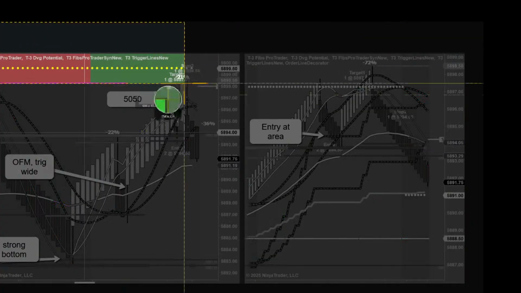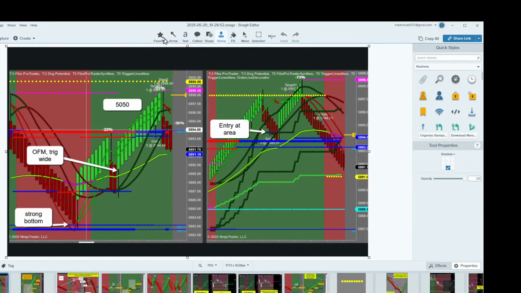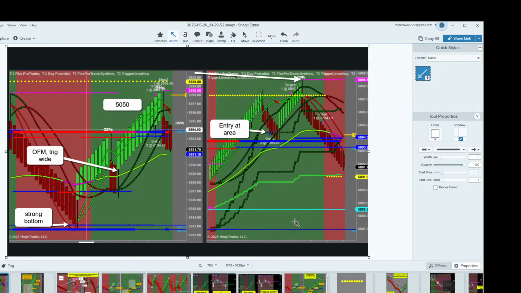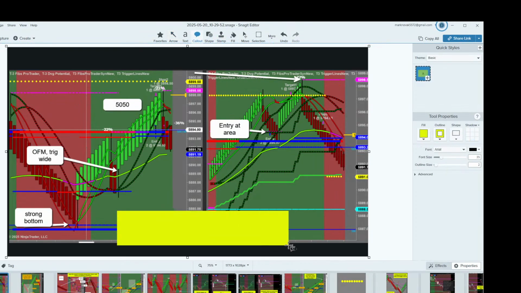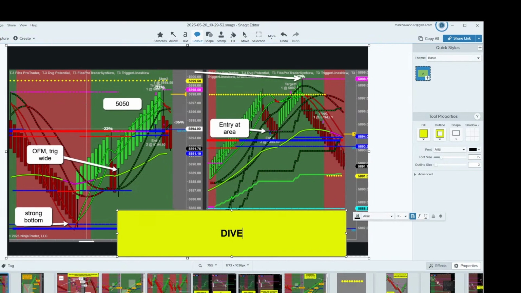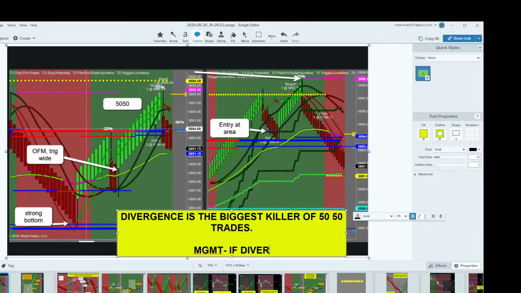Trina, can we do a little lesson? You got time for me? And this kind of goes on what Pete says. See that divergence right there? So divergence is the biggest killer of 50-50 trades. You took the perfect entry. You took the perfect first target. So just a little management thing. If divergence prints, it's okay to exit with that killer present. Does that make sense? Just a little management.